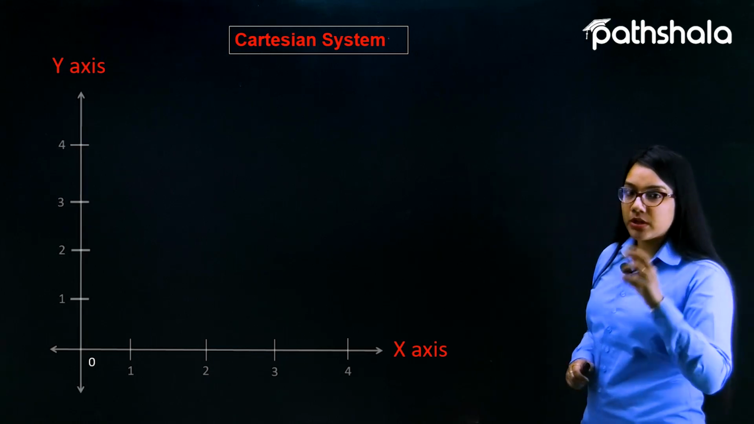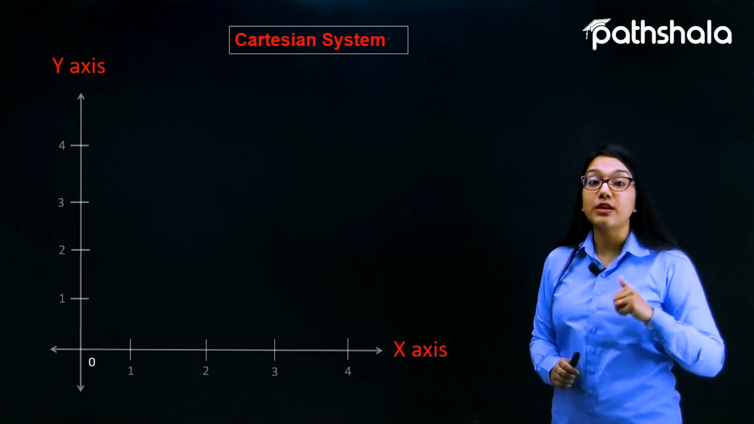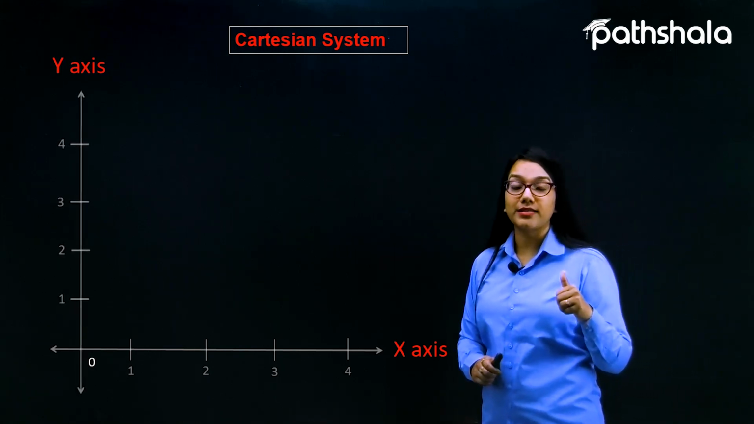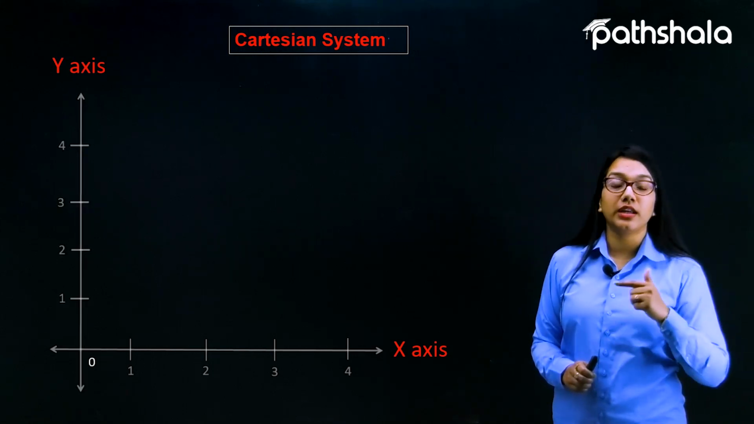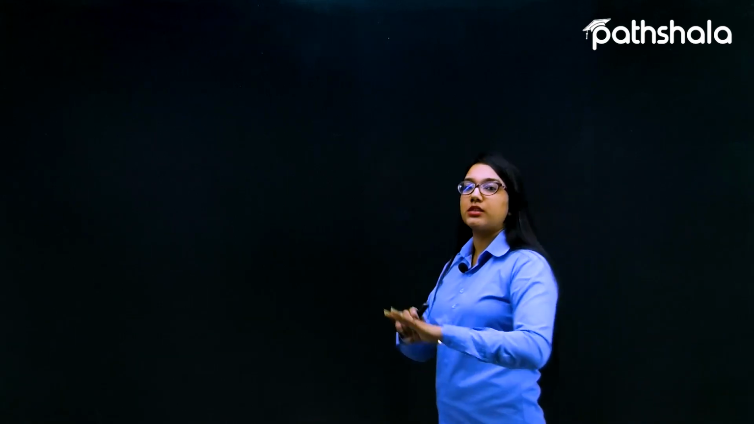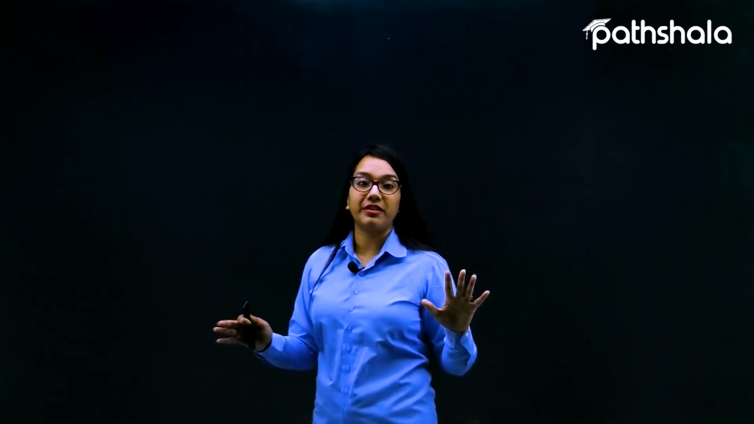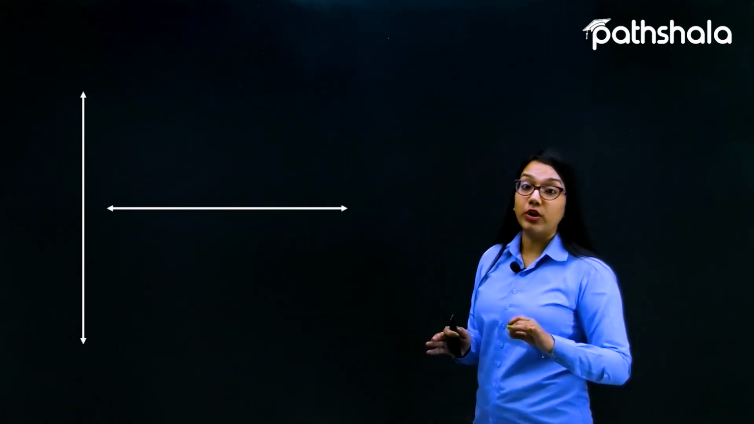So always remember these three things: the horizontal line is called the x-axis, the vertical line is called the y-axis, and their point of intersection is called the origin. Now we do know that this whole situation was invented by Rene Descartes, and he took two lines, a horizontal and a vertical line.